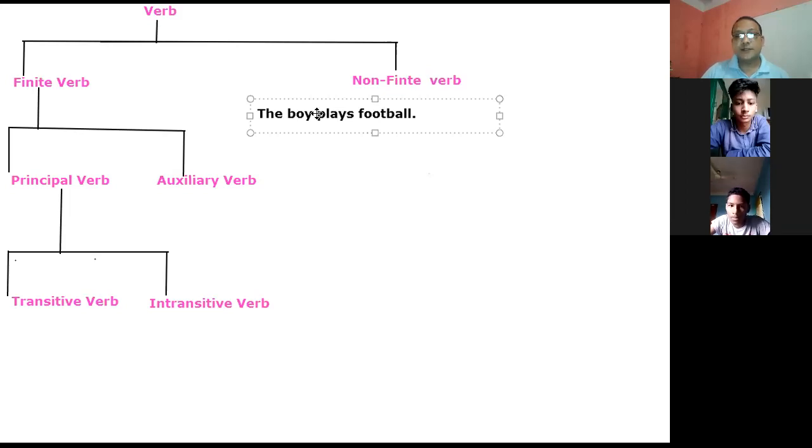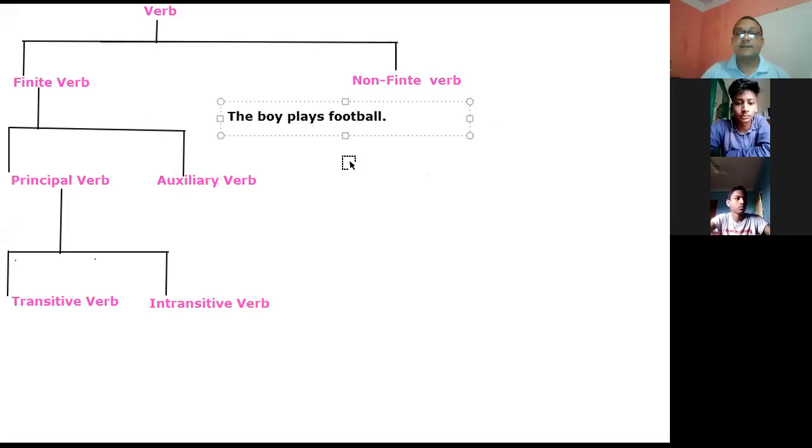If you say only these words, the boy plays, it does not give us the complete sense. It does not have an object, so it cannot be a transitive verb. When you use football, then it becomes a transitive sentence and the verb becomes a transitive verb.